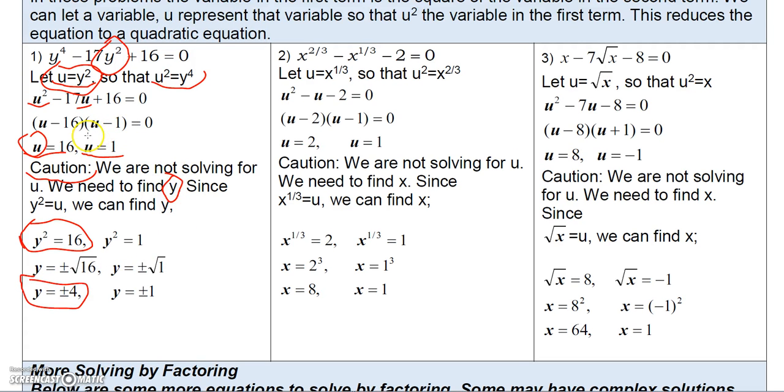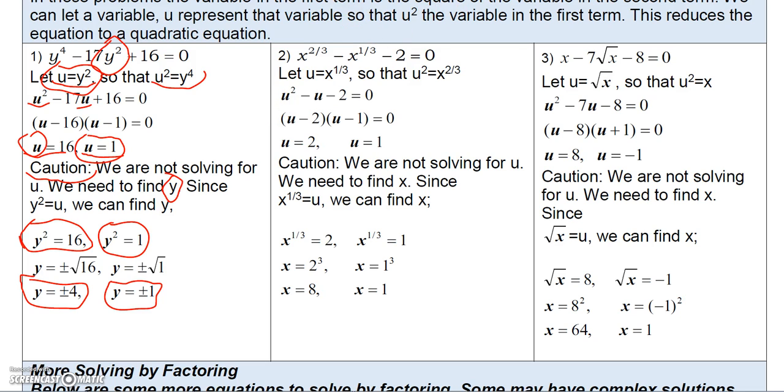Okay, and then for this other one, I can replace u with y squared, and I have y squared equals 1. And then when you apply the square root theorem, you get y equals plus or minus the square root of 1. So y equals plus or minus 1. So that one actually has 4 answers to it: plus 4, minus 4, plus 1, and minus 1.